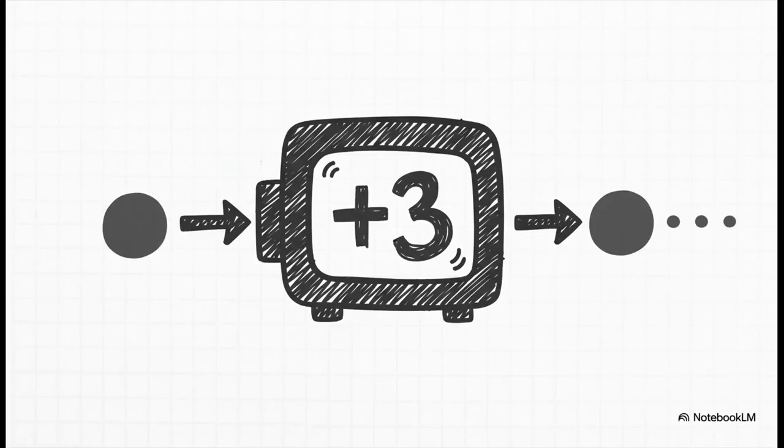Okay, so let's give our machine its first rule. You'll see it written down like this. F of x equals x plus 3. Now, don't let that f of x part scare you. That's just a fancy name for this particular machine. The part we really care about is the rule, x plus 3. All it means is that whatever number we put in for x, this machine's only job is to add 3 to it. Simple as that.